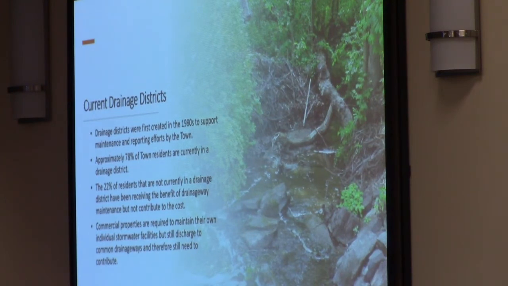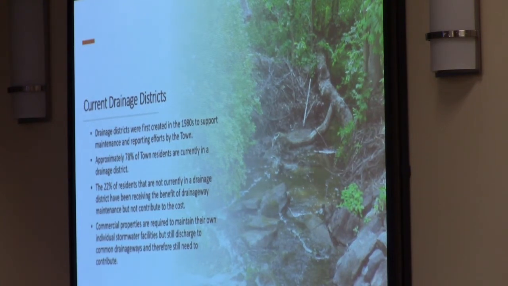Currently, approximately 78% of town residents are in a drainage district. And essentially the 22% of residents that are not currently in a drainage district have been receiving the benefits of the maintenance, but have not contributed to the cost. So the concept that I just mentioned on the map, that everybody's property, when it rains, rain lands on your property, it doesn't go straight into the ground. It collects in some way, even if it's a minor form, eventually gets to a stream or conveyance of some kind and flows to the lake. Those have been maintained throughout town, regardless if you're in a district or not, throughout time.